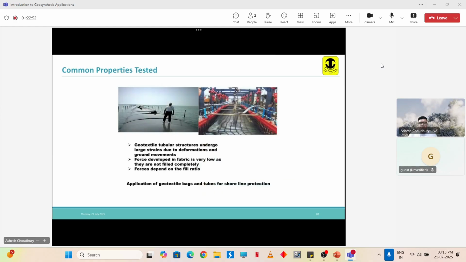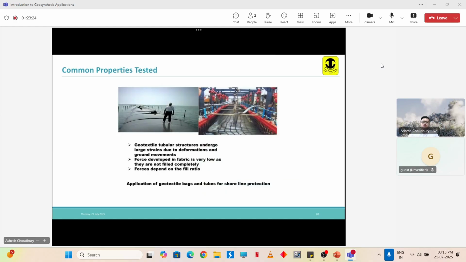Now, geotextile can also be used to make some tubular structures. Tube-like structures with geotextile are known as geotubes. Geotextile tubular structures undergo large strains due to deformations and ground movement. These geotubes are used on shorelines for shore protection, to protect the seashore from the impact of the waves. We generally use this for shoreline protection.